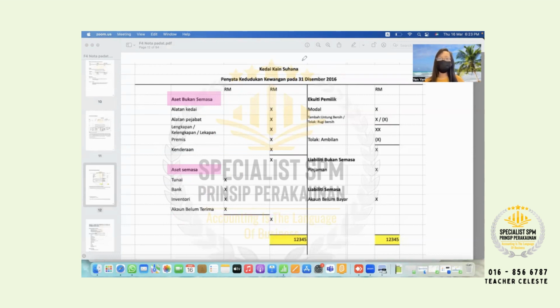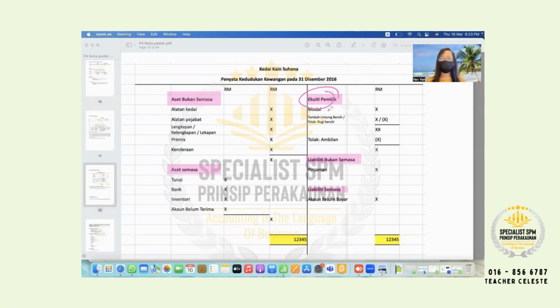Okay. So after that, continue is equity. The right side we call credit side. Okay. In account, we don't call left, right. Again, in account we don't call left and right. Okay. Sebelah kiri we call debit side. Sebelah kanan we call credit side. Okay. This one is the perkataan accounting. Okay. So next continue. We got the equity pemilik, liability semasa, and liability bukan semasa.